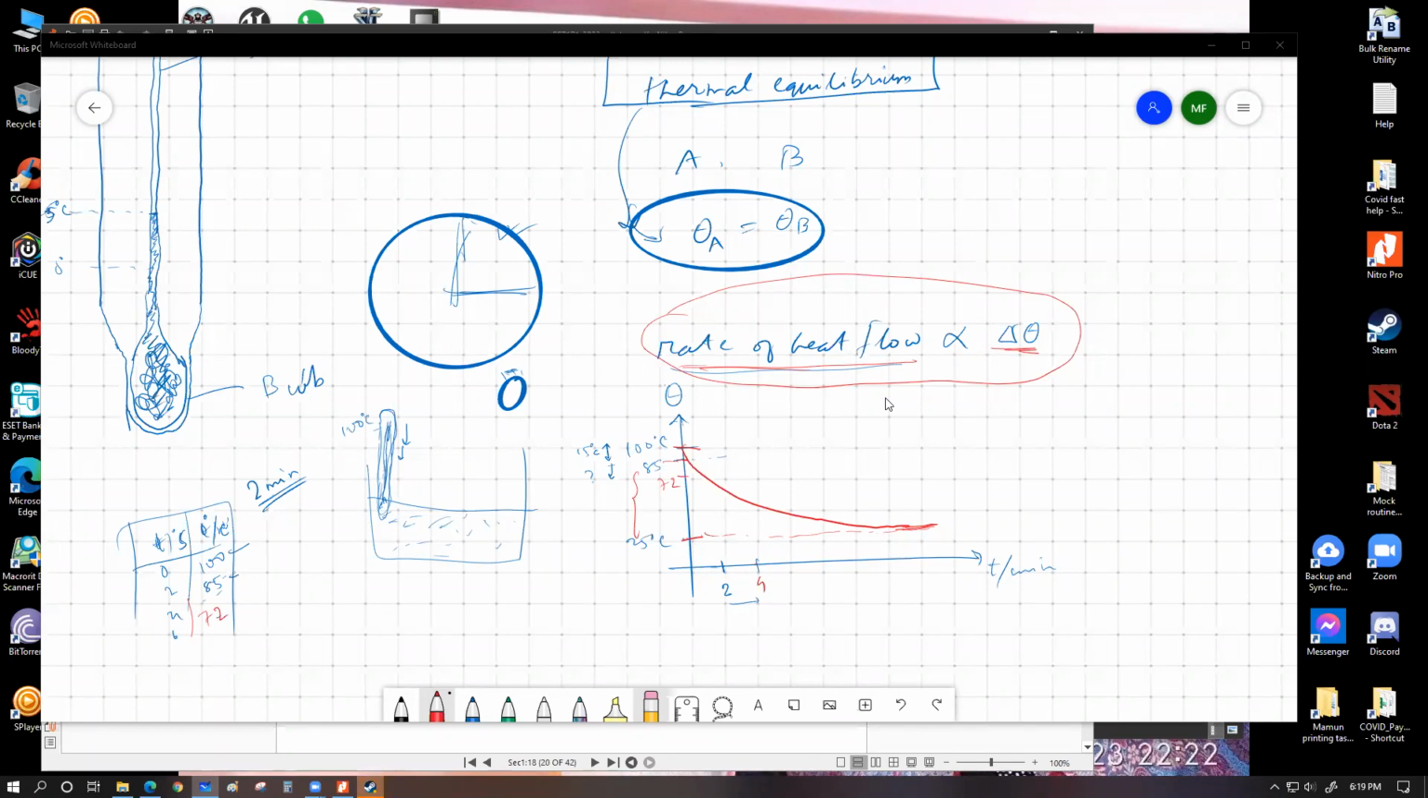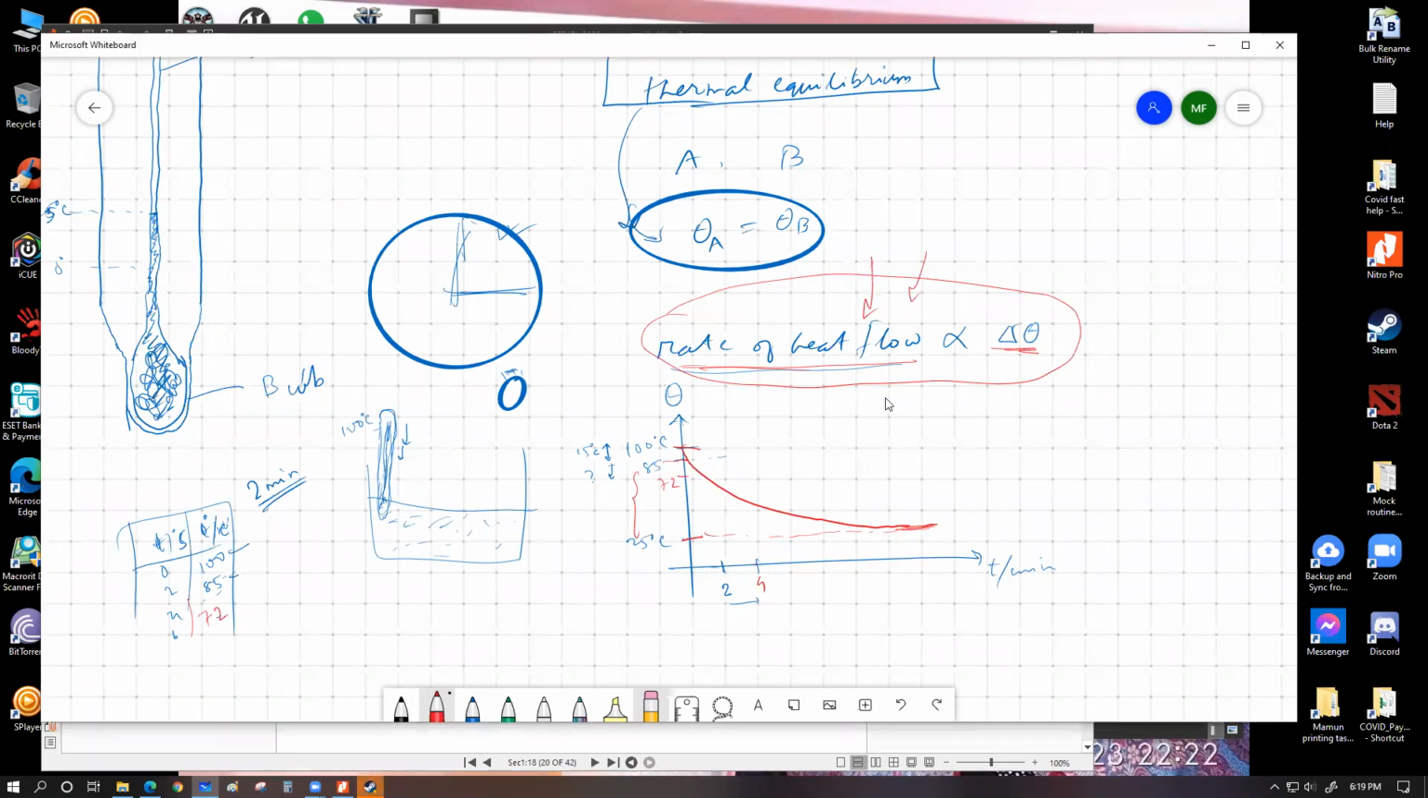One thing you should know is that this proportionality is not in your syllabus. This is not in your syllabus. However, this proportionality, or this underlying principle, is the reason why this curve looks like a decreasing gradient curve. This graph, however, is in your syllabus.